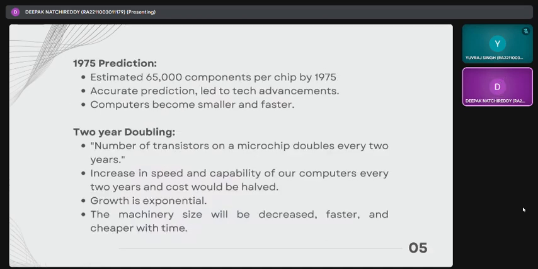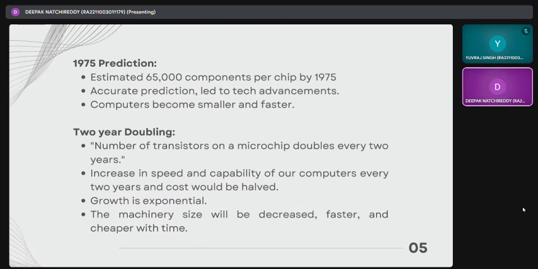1975 prediction: this estimated 65,000 components per chip by 1975. The accurate prediction led to tech advancements. Computers became smaller and faster. This enabled exponential growth in CPU and GPU performance, and made personal computers, smartphones, and cloud computing possible.